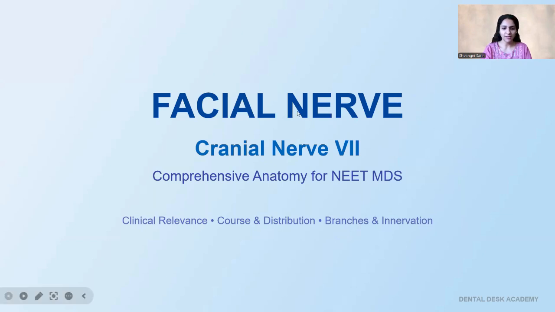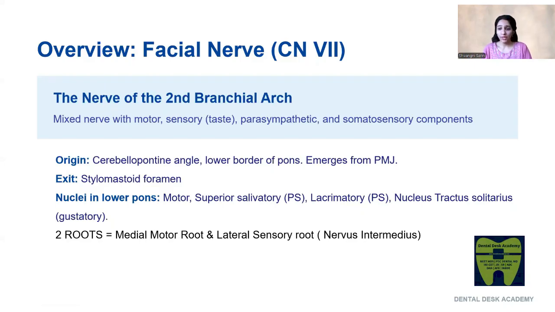Let's begin our slides. So we know that the facial nerve is the seventh cranial nerve. It is a nerve of the second brachial arch. Please emphasize on this. We'll be talking about it in detail.